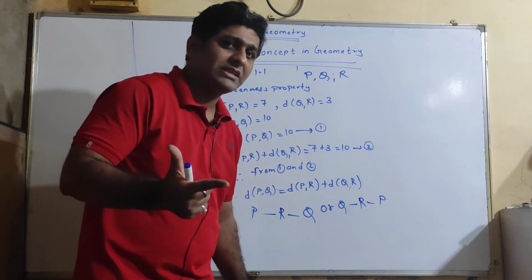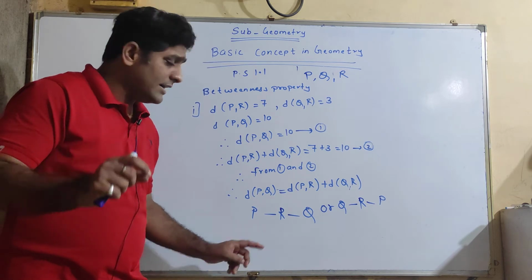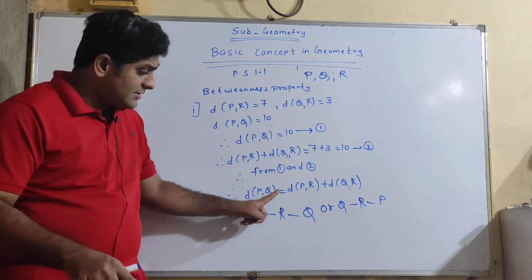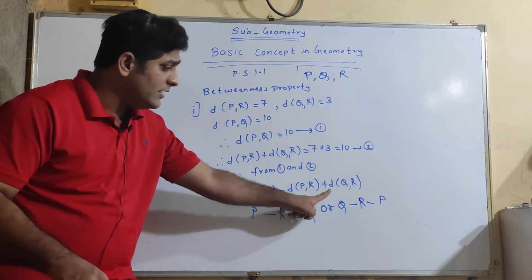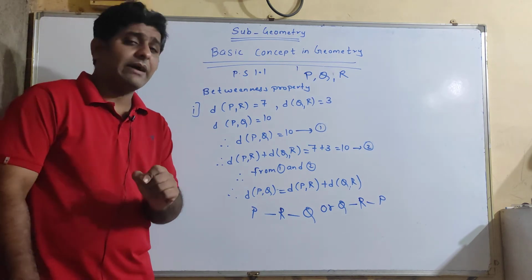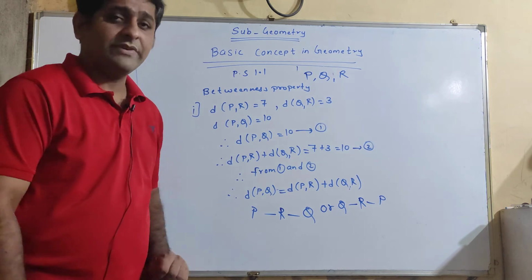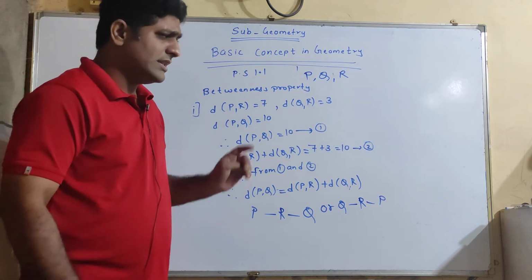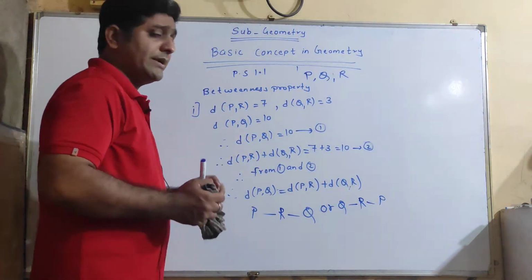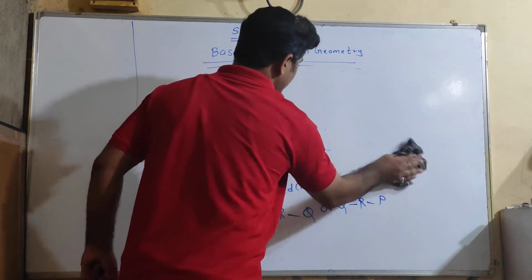What exactly is a betweenness property, students? You will get to know which point will come in the middle. And again, for the betweenness property to exist, the greater distance should always be equal to the sum of the two smaller distances. And when this happens, students, we say that there is a property of betweenness. Is it clear, students? Let's discuss one more problem based on this concept of betweenness, from practice set 1.1.